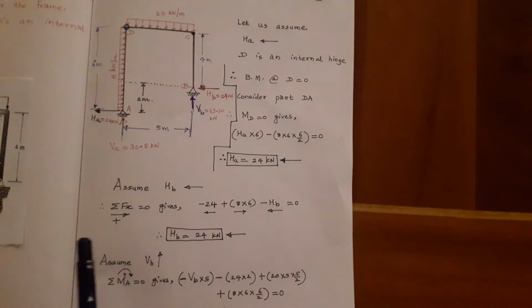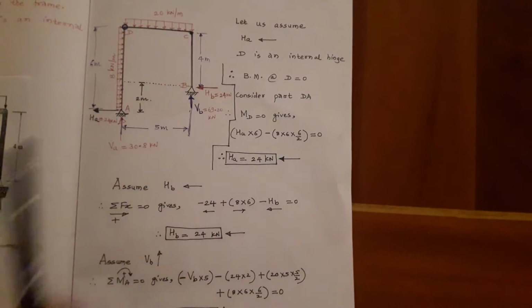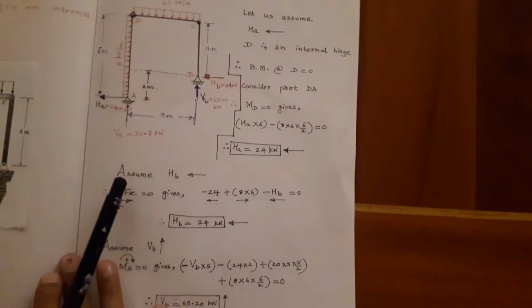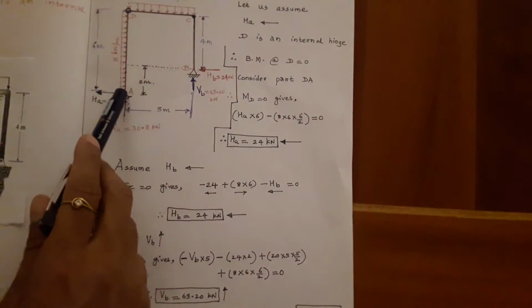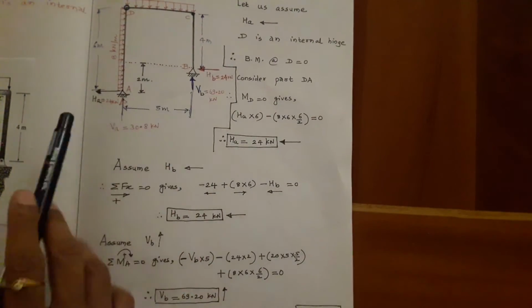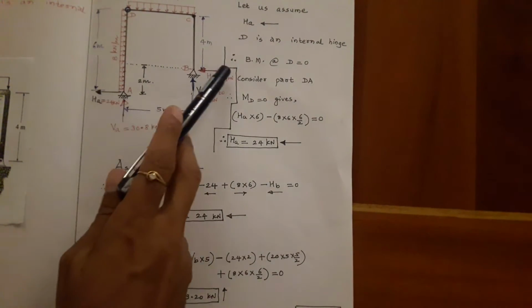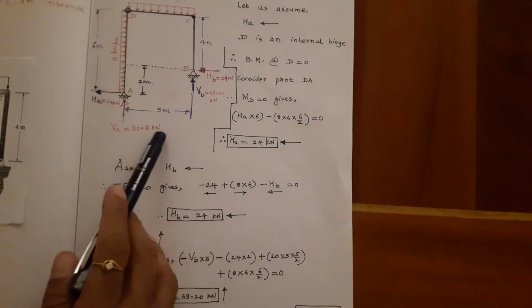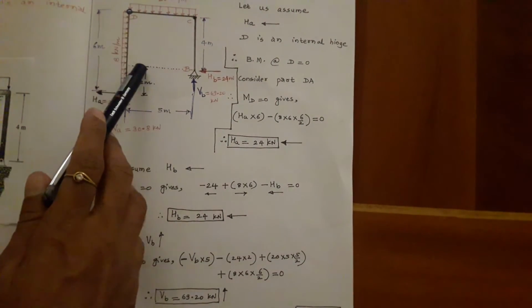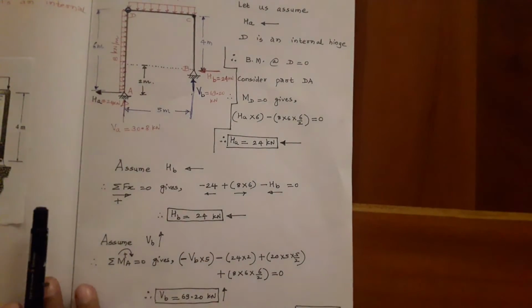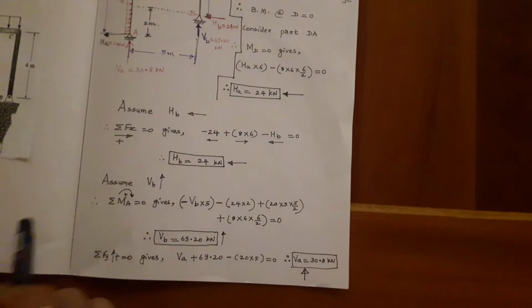Again, you have to note down here that HB I assumed as from right to left and the answer came out to be positive. That means my assumed direction is correct. That means I can finalize this as 24 kN and 24 kN. Total it is 48, so 24 plus 24 is 48 to this side, and 8 into 6, that is 48 to this side. So that means you are correct.